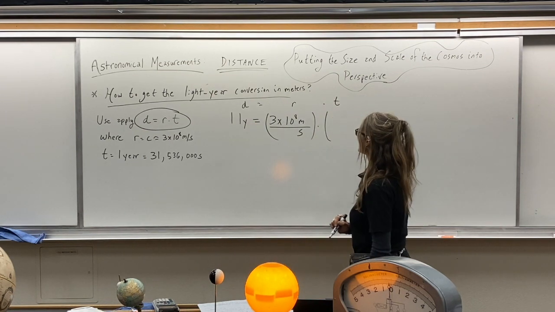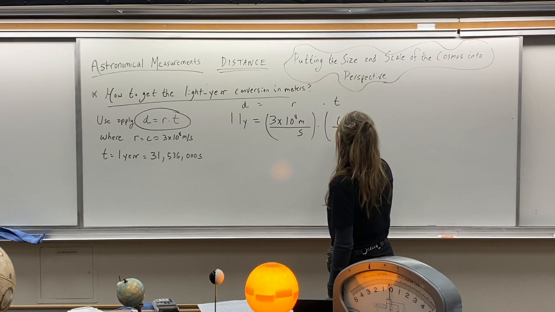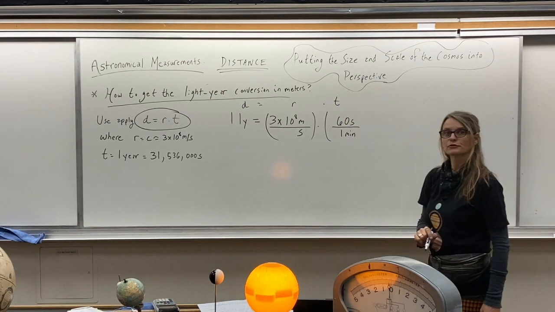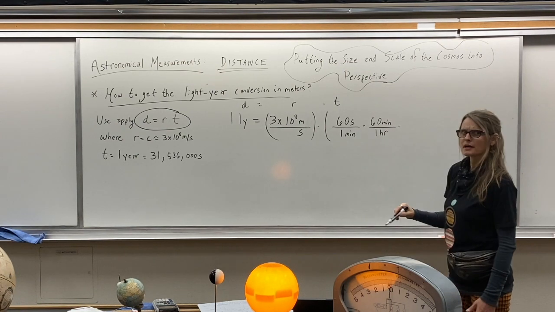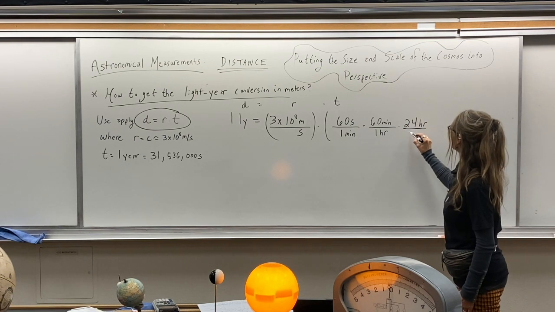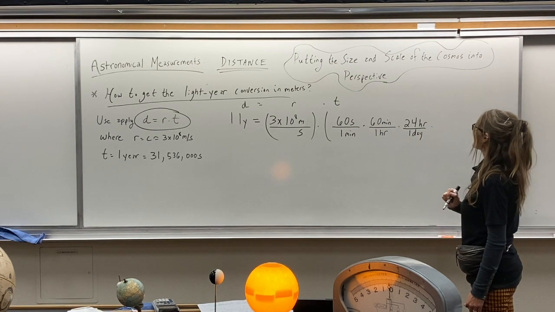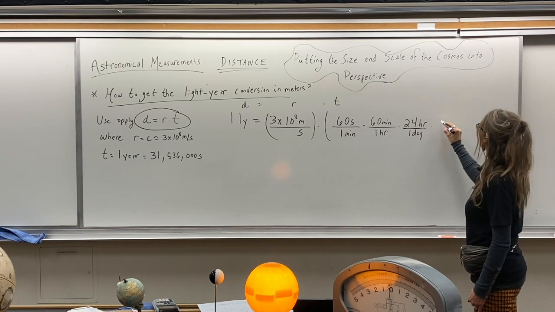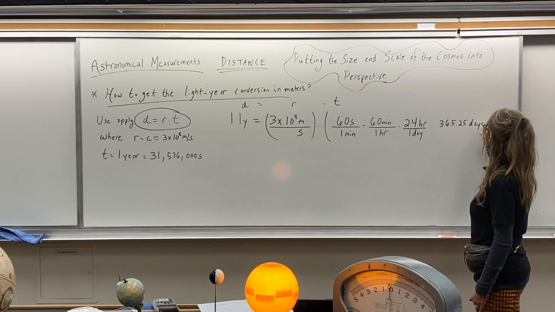Now, time in 1 year, let's start with seconds. I know there are 60 seconds in 1 minute. MIN is my short for minute. It's used by a lot of different people. And I know there's 60 minutes in 1 hour. And I know there's approximately 24 hours in a day. As we discussed earlier, that's not exact. Okay. And then how many days are in a year? Well, I'm going to include leap years and say 365.25 days in 1 year.